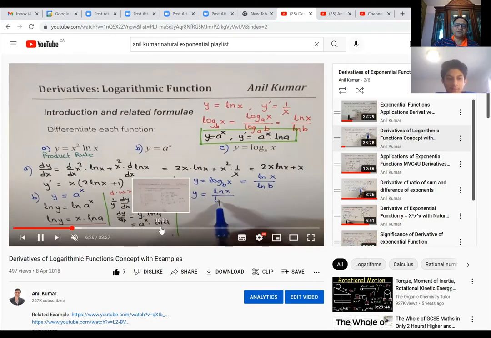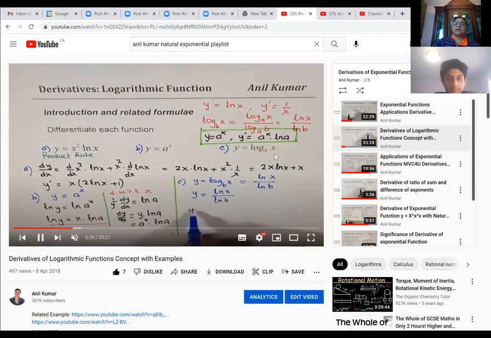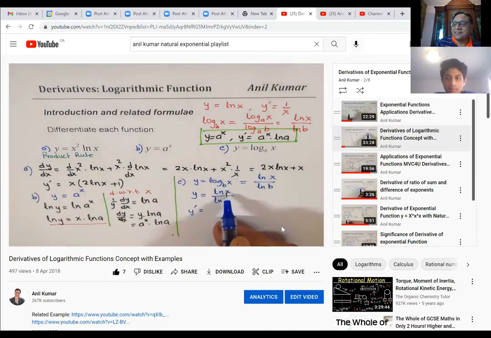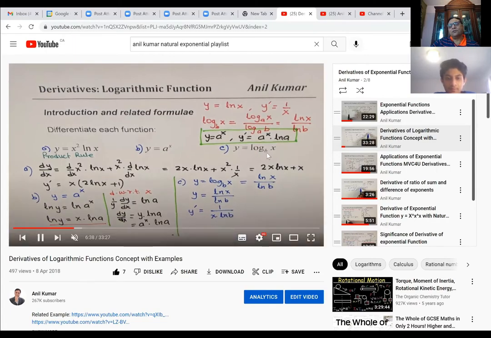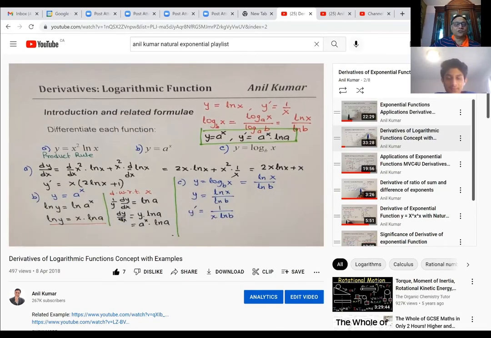Similarly, we can derive the formula for log to the base b of x, because that base can be changed to ln. Once you change the base, log base b of x becomes ln x over ln b. So you get ln b in the denominator. You get the idea. That is why this is your formula.